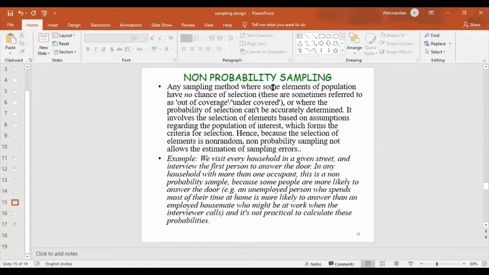And the next one is non-probability sampling techniques. As I said, in non-probability sampling techniques, each element does not get an equal chance of selection. The probability of being selected in the sample is not equal.